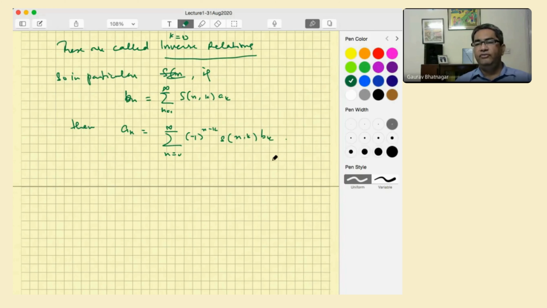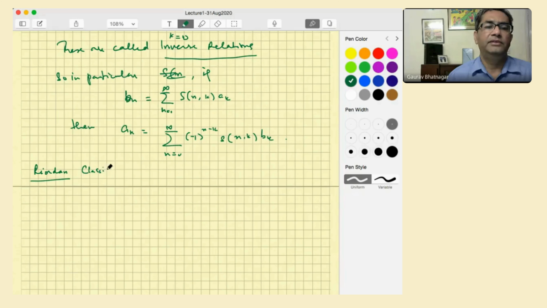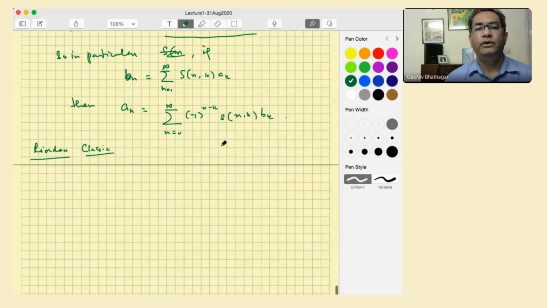So these may be very different looking things. There are millions of identities, and a lot of the identities are the same. This was pointed out by Riordan in his book. There's a classic book by Riordan, which I suppose is available from somewhere. And he talks about these inverse relations, a lot of identities which look very different, but are actually the same if we write them like this.